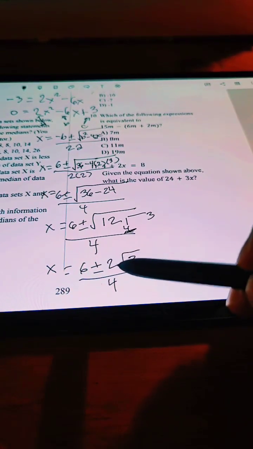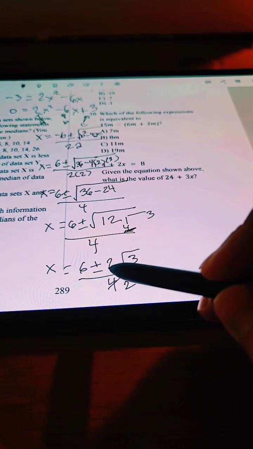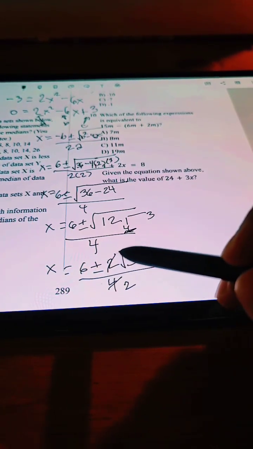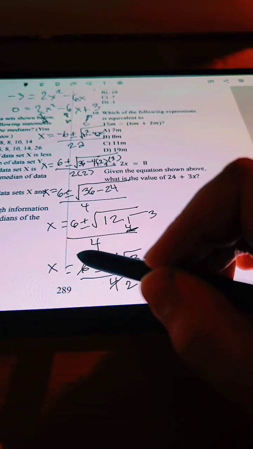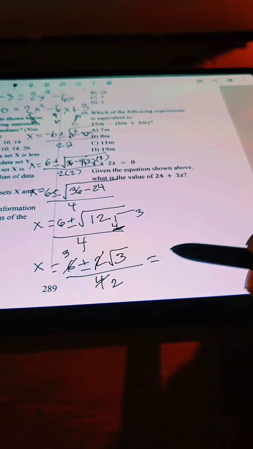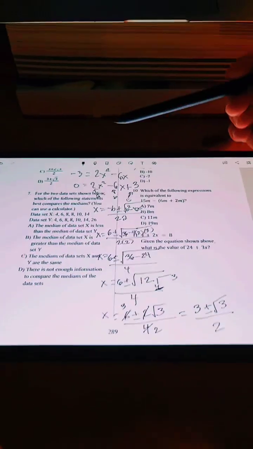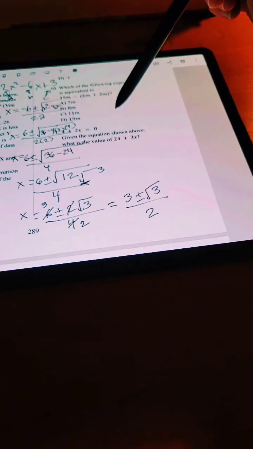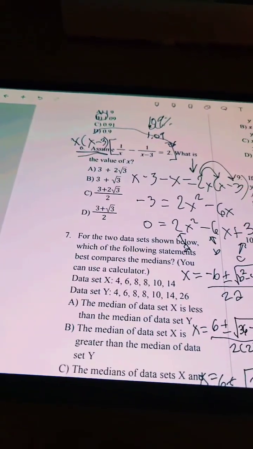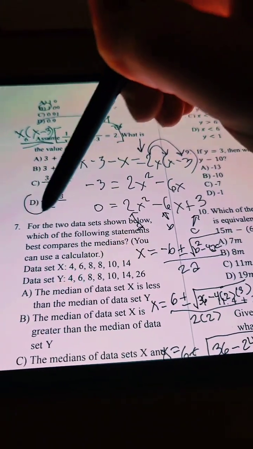Now I can divide by the greatest common factor, which happens to be 2. So 4 divided by 2 is 2. Kind of like simplifying a fraction. 2 divided by 2 is 1, so you're just left with the root 3. And 6 divided by 2 is 3. So then I get as my answer 3 plus or minus the square root of 3 over 2. Now, let's see which of these has that. So 3 plus or minus the square root of 3 over 2. So that would just be answer choice D right there.